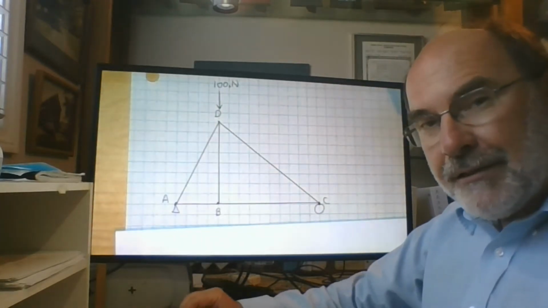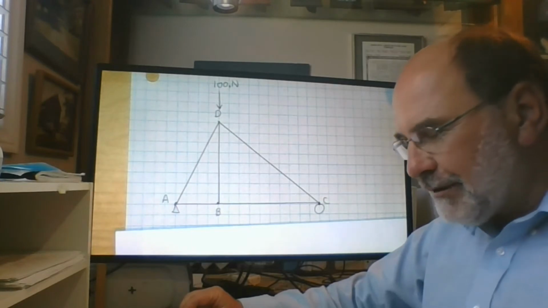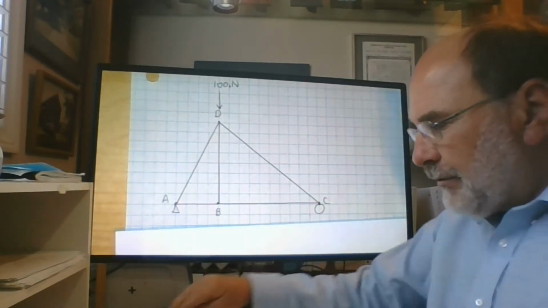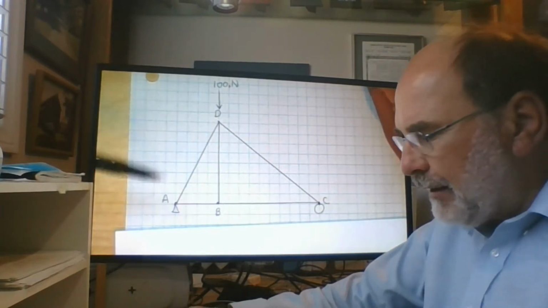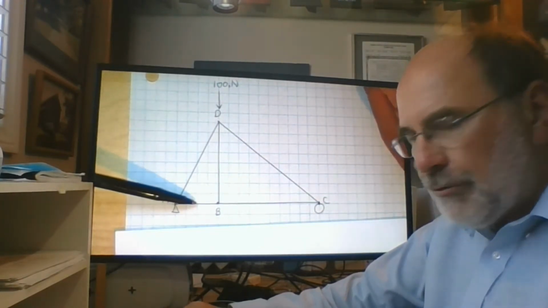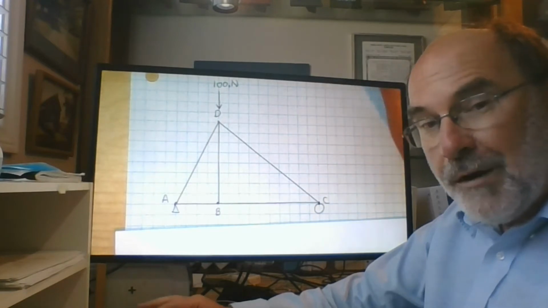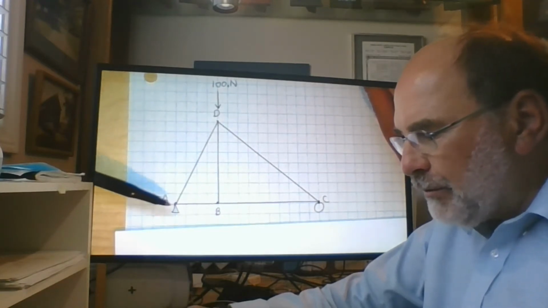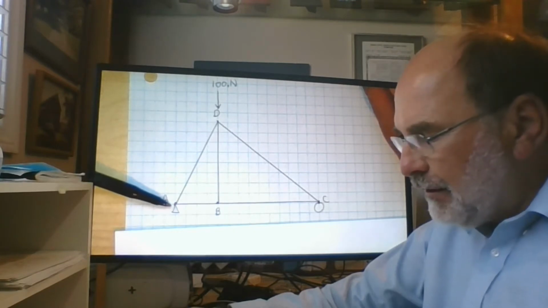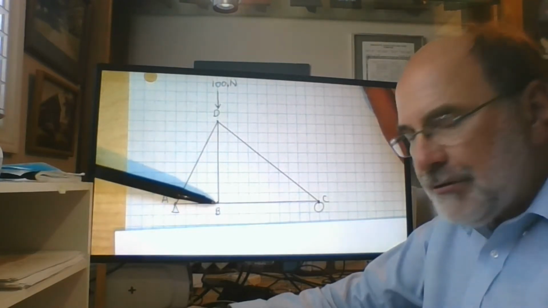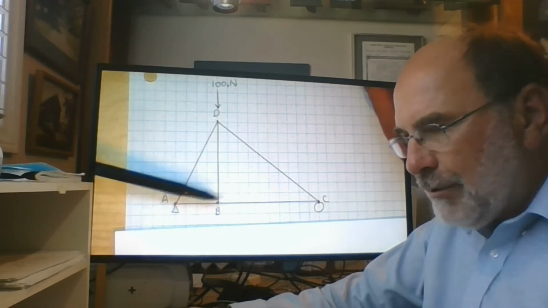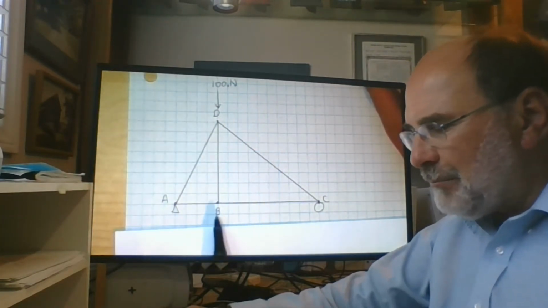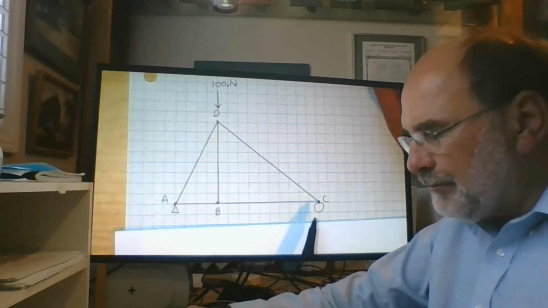You guys are having lots of fun learning how to do trusses, so I thought I would try to do another example for you. So here I've created one, and I'm using two squares on the graph paper to represent 1 meter. So we've got A at the origin where there's a fixed pivot. Point B is 2 meters to the right of A. Point C is an additional 5 meters to the right of point B, and that's where the roller is located.